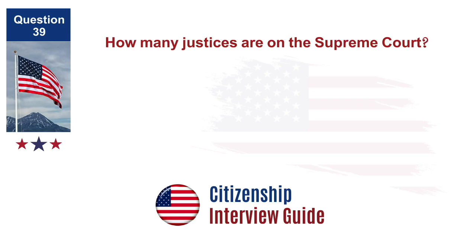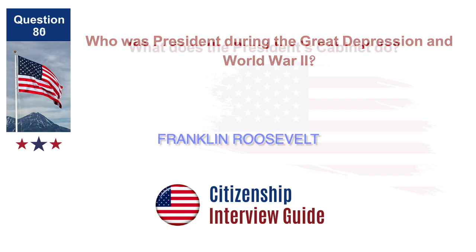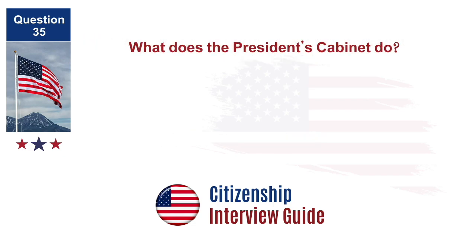How many justices are on the Supreme Court? 9. Who was president during the Great Depression and World War II? Franklin Roosevelt. What does the President's Cabinet do? Advises the President.